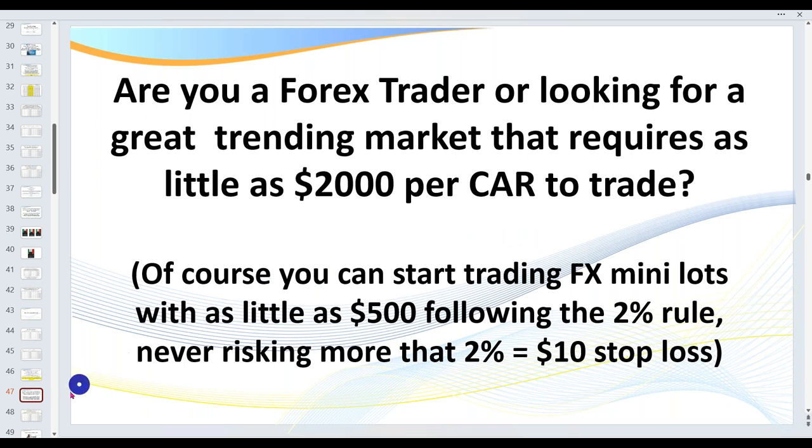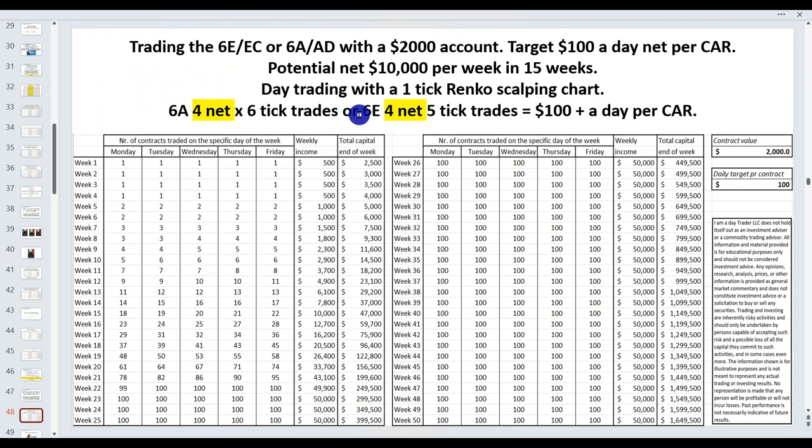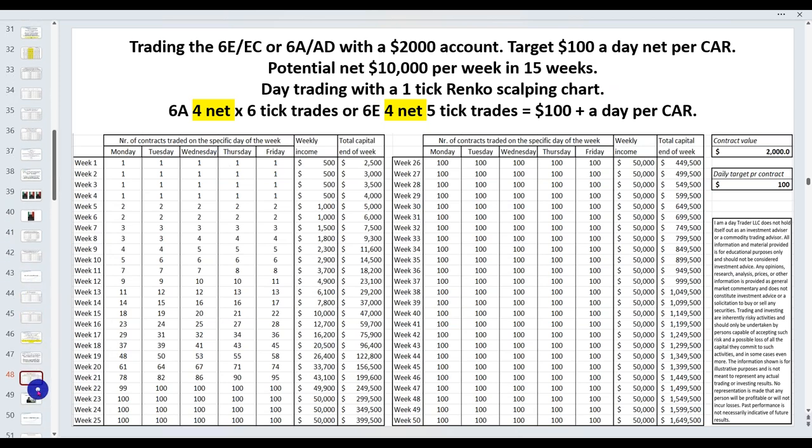Now, what if you like the currency futures? I love the currency futures, which basically is modeling the Forex market. Okay, you've got the 6A, the Euro, the Yen's great, and the Pound. They're sort of your four major ones. But you can see there with a $2,000 account, they're there in 15 weeks, if that's your goal. And what I tend to find is we all have different objectives when it comes to trading.